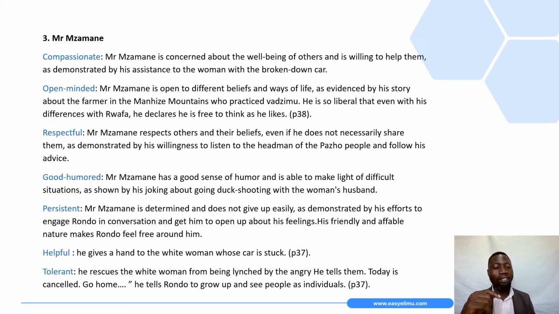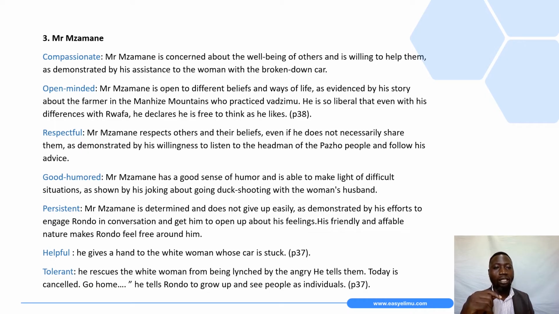Another thing is that, according to Rondo, his son-in-law, nothing in Mr. Mzamani's demeanor shows he is a man of opulence, as a successful businessman and the Member of Parliament of a constituency in northern Matebeleland. Some of the character traits that Mr. Mzamane portrays: number one, he is compassionate. He's concerned about the well-being of others and is willing to help them.